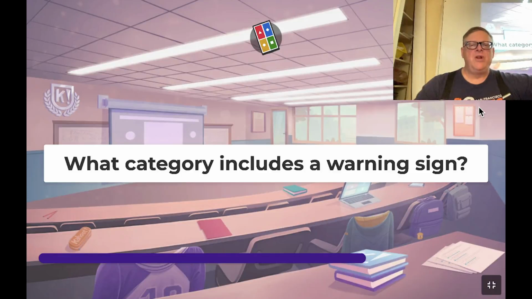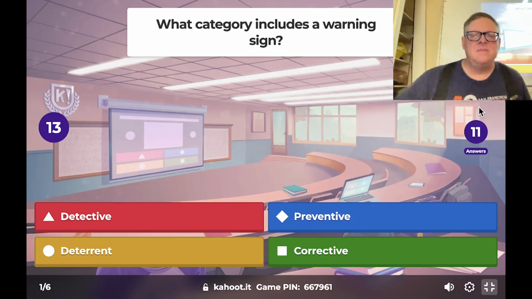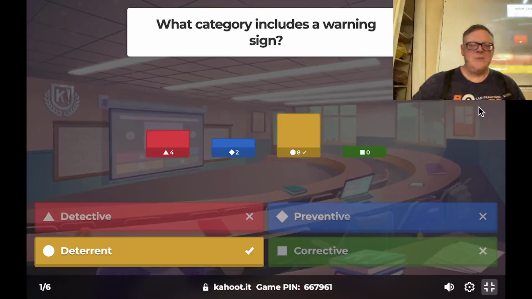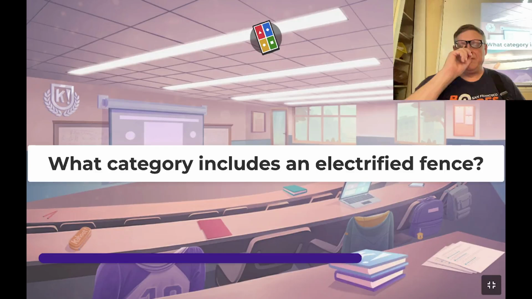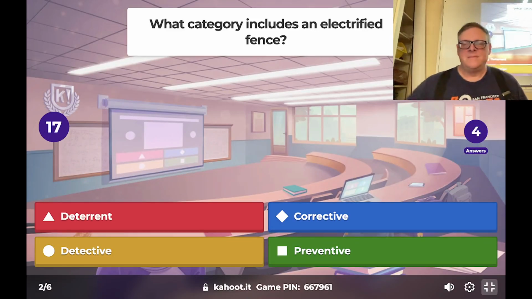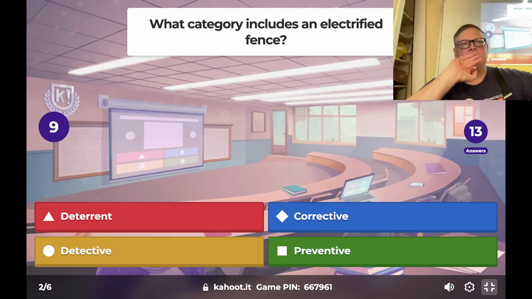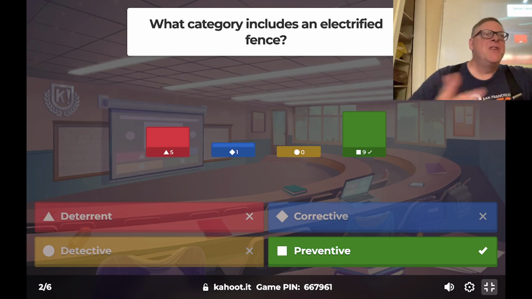All right, so what is a warning sign? That's a deterrent. Scares away some attackers, but doesn't actually prevent them. All right, how about an electric fence? That's preventive. By the way, there is a way through an electric fence. Nothing's ever perfect, but mostly that will stop people.